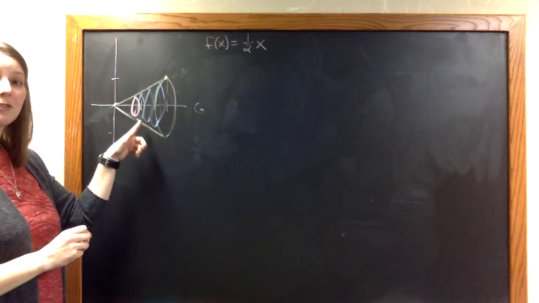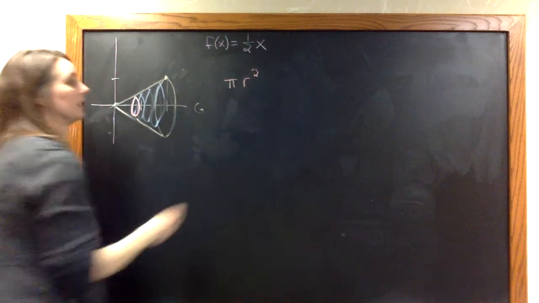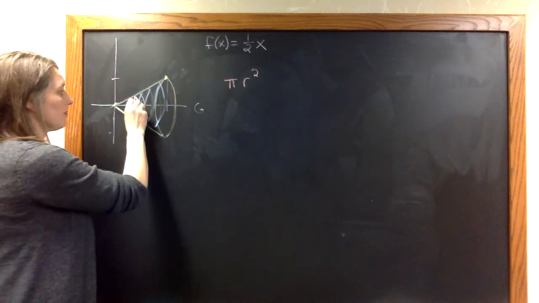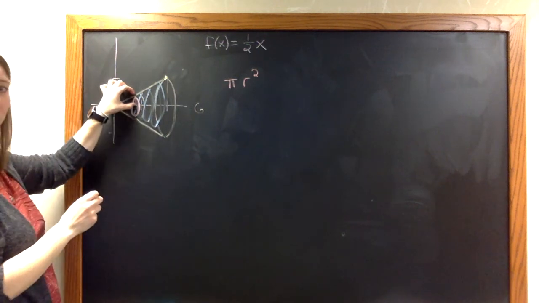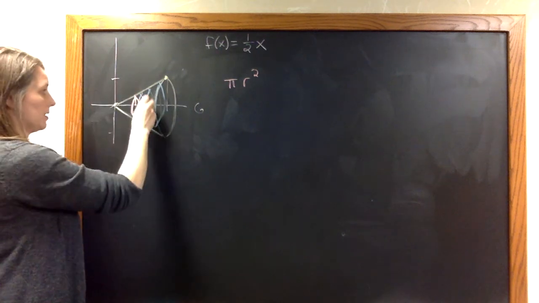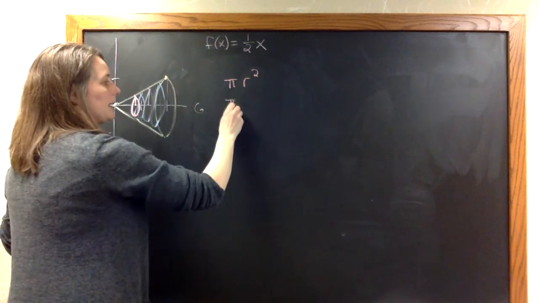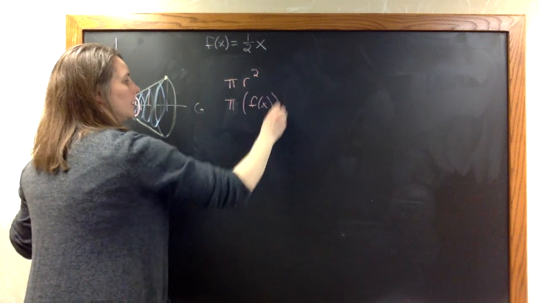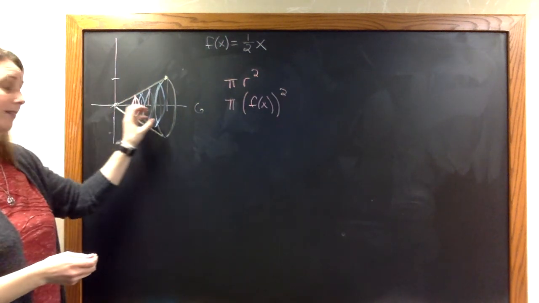To find the area of a circle, that's just pi r squared. What's the radius of that circle? The radius of that circle is whatever the function value is there. The radius is bigger here, and it's determined by this. So we take pi times whatever the function value is, and we square it, and we would find the area of any of these.